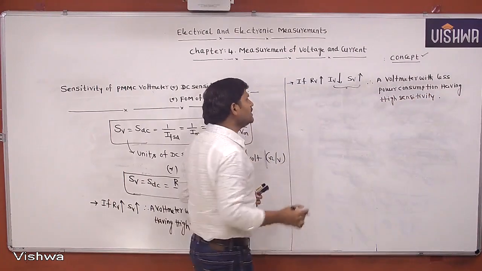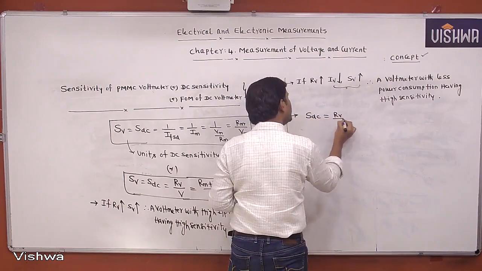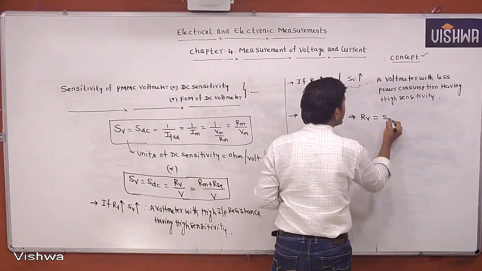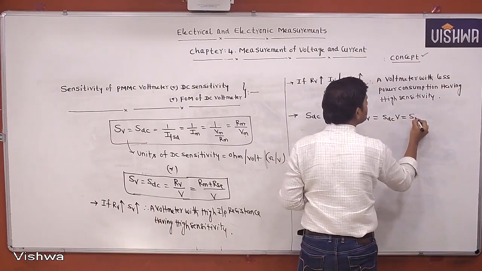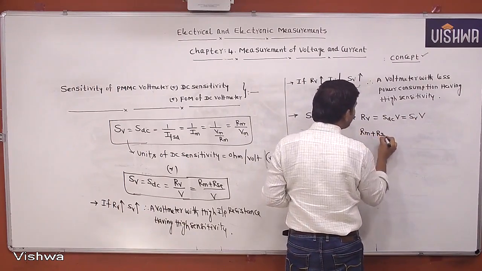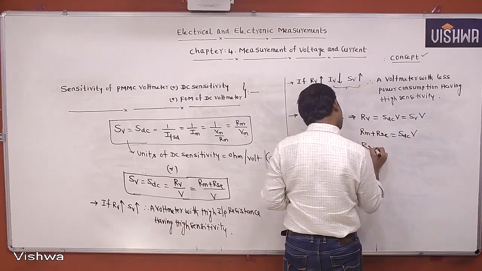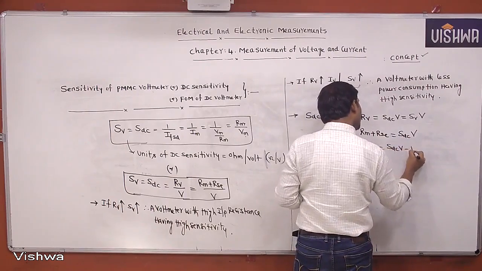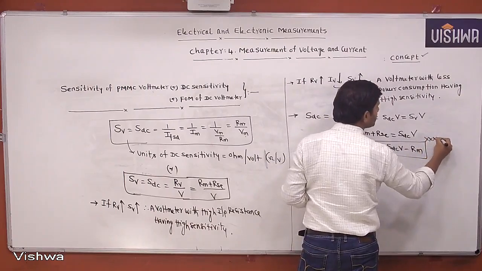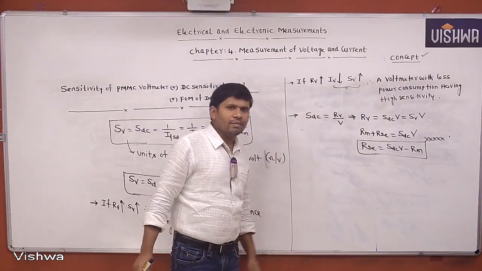Now with respect to sensitivity, SDC equals RV by V. Once you know the sensitivity, the input resistance of voltmeter equals SDC into V, or SV into V. You can also write RM plus RSC equals SDC into V. Then from this, RSC equals SDC into V minus RM. Once you know the sensitivity, this is how to calculate the multiplier resistance. If the sensitivity is known, by using this formula you can calculate the multiplier resistance.